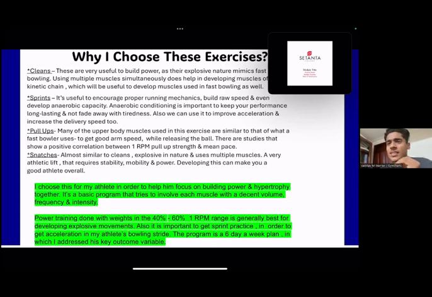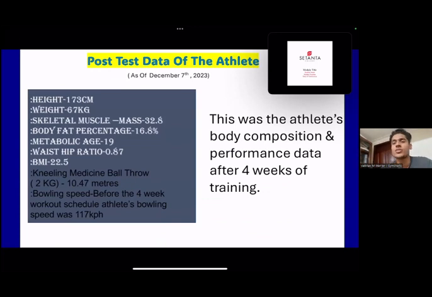And let's see post test data. So pretty happy with the results, as he was able to gain a bit of skeletal muscle mass and reduce his body fat percentage by a bit in just a month, which is pretty good. He has undergone body recomposition.